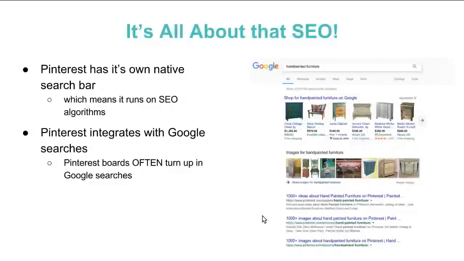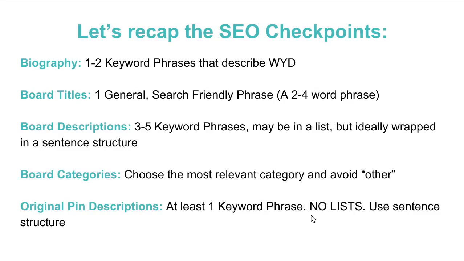Okay, we're going to be talking all about SEO. Let's recap those SEO checkpoints that we talked about in the first section. There's your biography, your board titles, your board descriptions, board categories, and original pin descriptions. All of those spots are places where you can input information that is going to help boost your SEO and help optimize you for search.